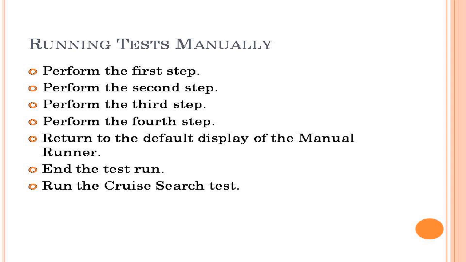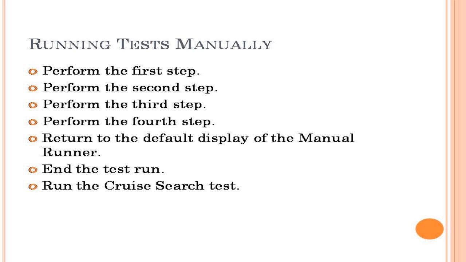11. Return to the default display of the Manual Runner. Click the Back to Steps grid button. The default display of the Manual Runner Step Details dialog box is displayed. 12. End the test run. Click the End Run button to end your test run.